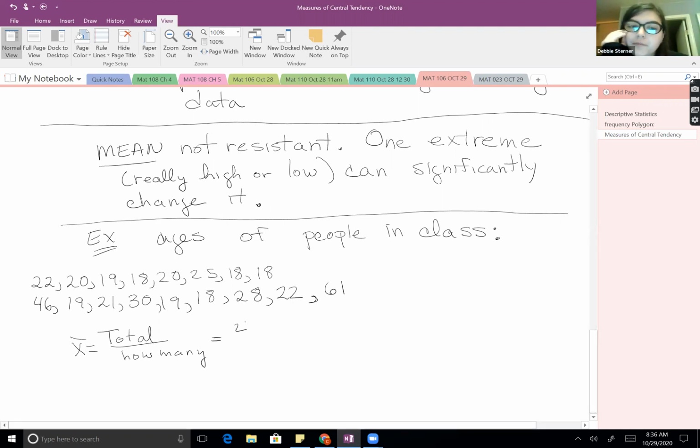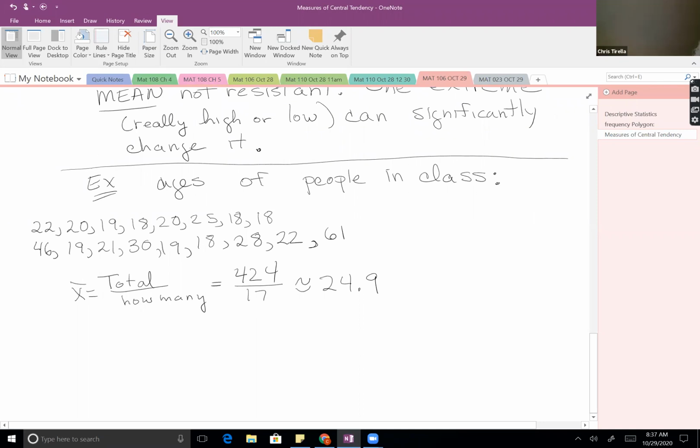Okay. And there's 1, 2, 3, 4, 5, 6, 7, 8, 9, 10, 11, 12, 13, 14, 15, 16, 17. And so when we take their 424 and divide it by 17, we get that the average age is about 24.9.